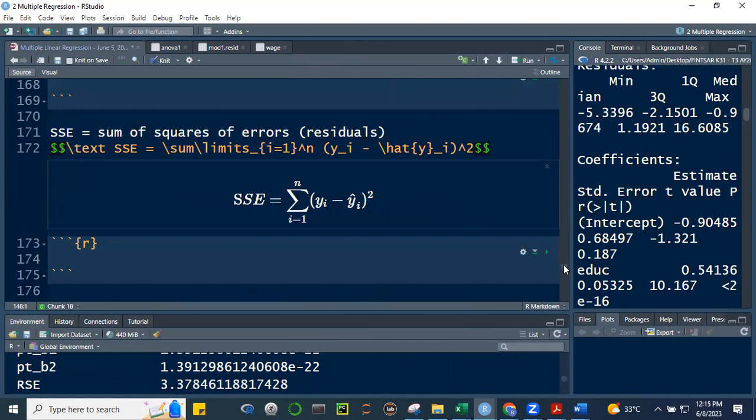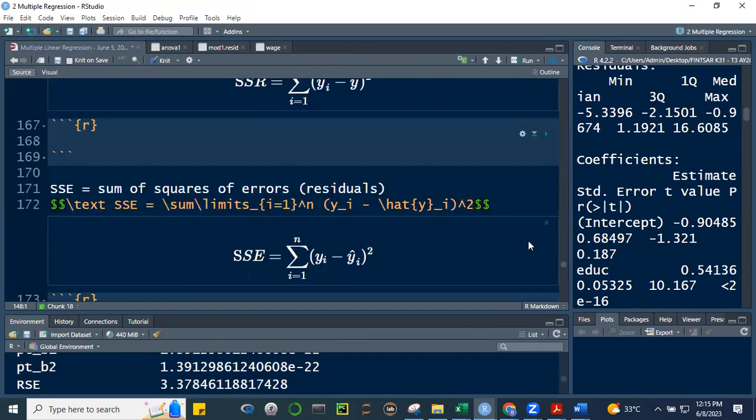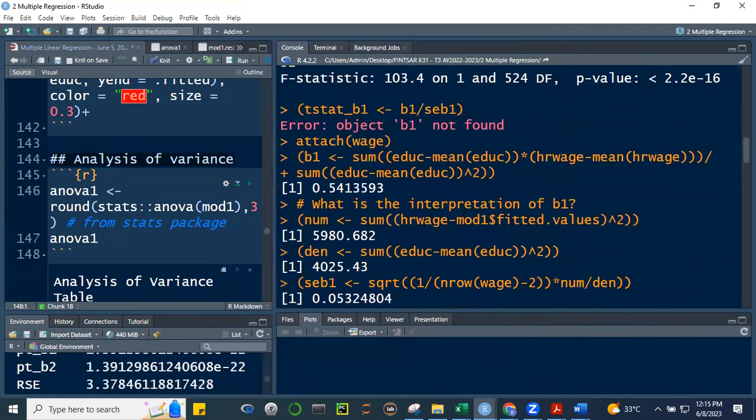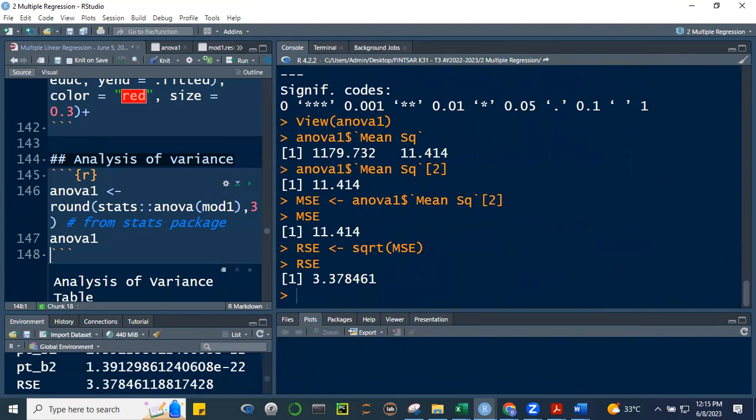Sir, could you go back to the formula for RSE? RSE, okay. Here. Okay, sir. Thank you po. It comes from the MSE. Where does MSE come from? From ANOVA, the analysis of variance of our regression model. We can get it because we created an object ANOVA 1, and ANOVA 1 is a data frame.